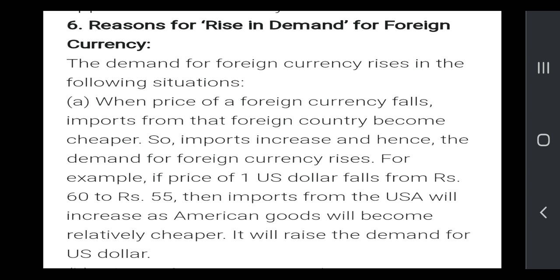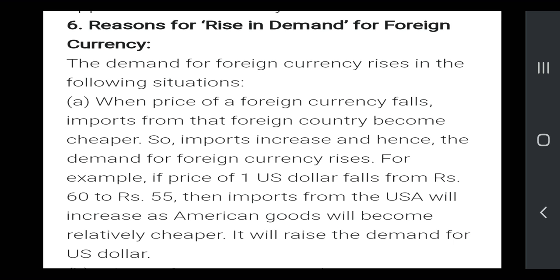Then, reasons for the rise in demand for foreign exchange. What are the reasons? First, if the price of a foreign currency falls, imports from that country become cheaper. Means if the dollar price decreases, then we will import goods from the USA, and it will be cheaper for us, and we have to pay fewer rupees. For example, if one US dollar is equal to 60 rupees, and the price of the US dollar declines, then we will pay only 55 rupees, means we are paying fewer rupees, so we will gain. So this is also a reason for the rise in demand for foreign currency.